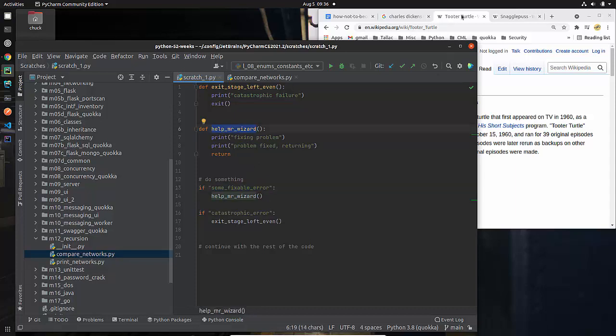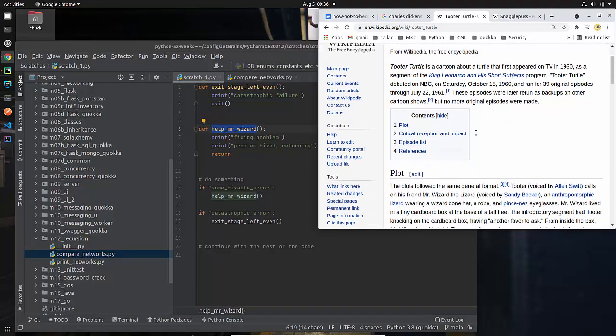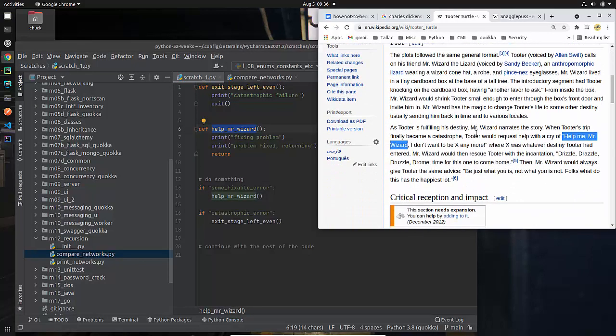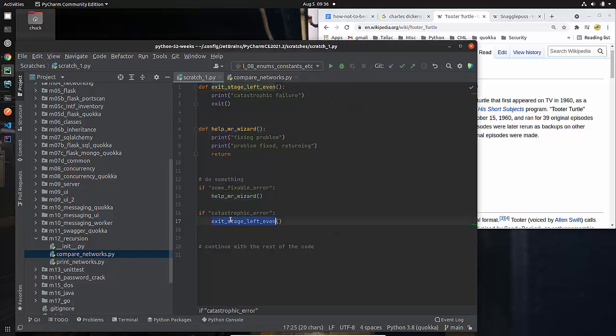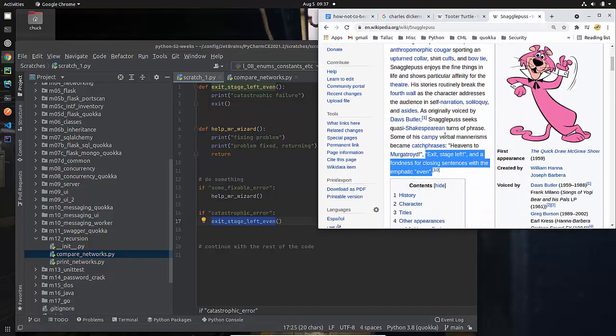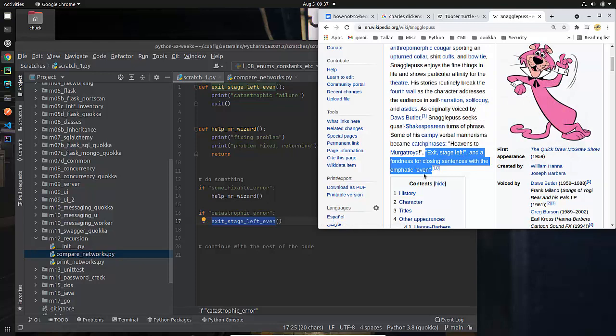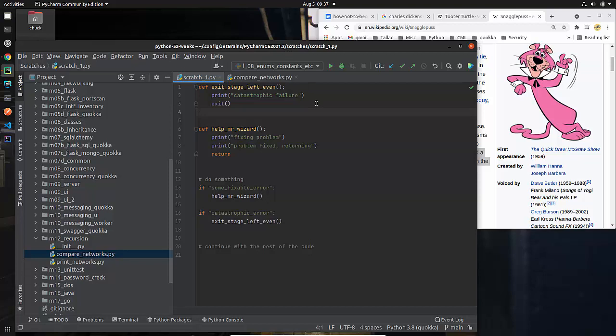If you're wondering where that came from, it was a cartoon that I watched, and one of the things that would happen to this particular character would be they would get in trouble, and they would say, Help Mr. Wizard. And so that is what I called that. If I had a catastrophic error that was unfixable, then I used another phrase from my cartoon past, Exit Stage Left Eve, and that was from a comic called Snagglepuss, and he would say Exit Stage Left and always put even at the end of it, so that's what I called it. And I got a lot of positive comments. People knew exactly what it was talking about. It put a smile on their face as well. I'm not talking about that.